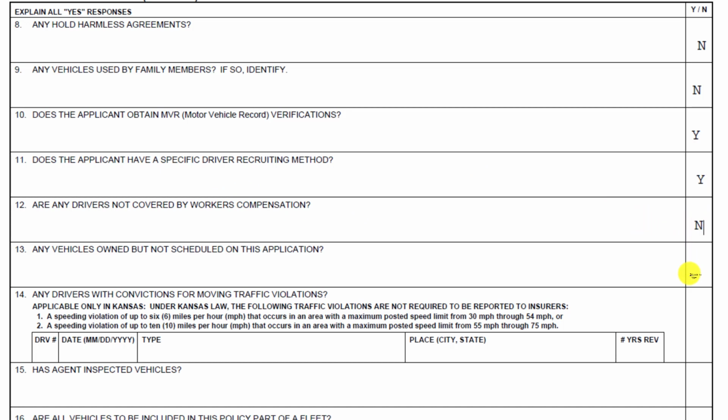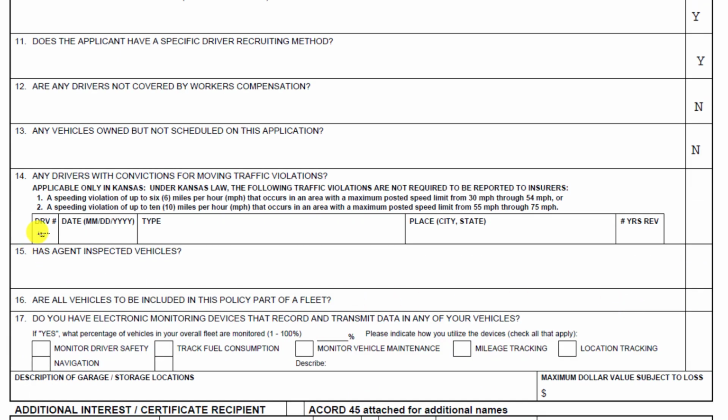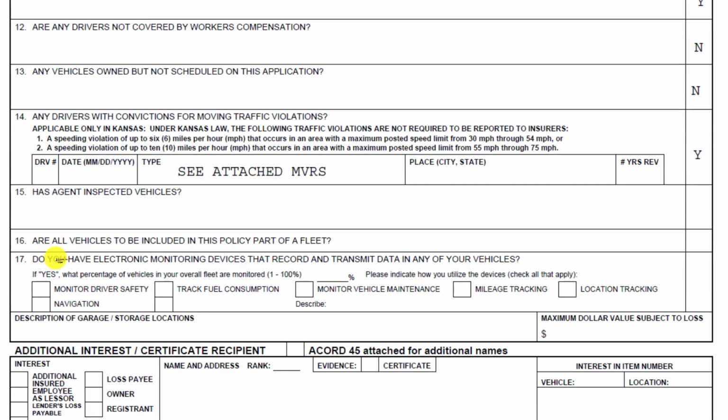Okay. And we're just looking down here. Now this will almost always be yes, that somebody's going to have a driving violation, because obviously one person having a driver record is not realistic. So usually what you're going to need to put here is just see attached MVRs. If you have them. If you don't have the MVRs, you can leave this blank and just put yes. But the carriers don't always want to pull the MVRs, so it is sometimes good to pull those.